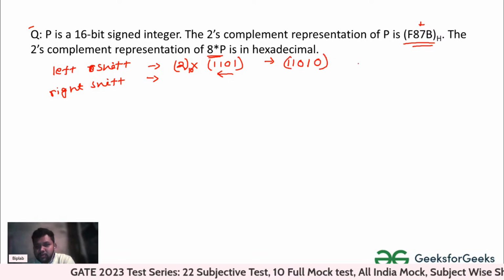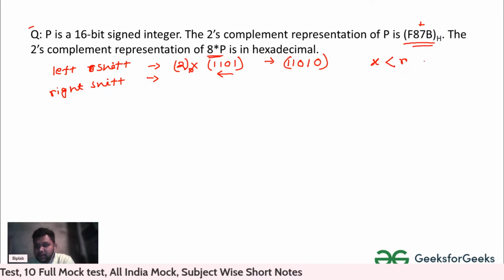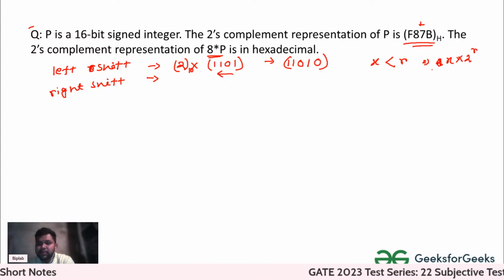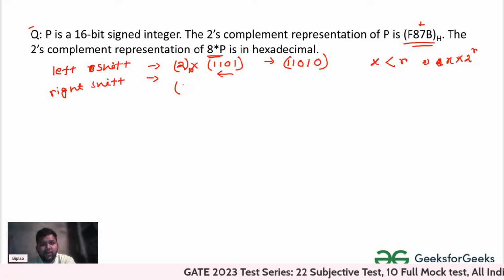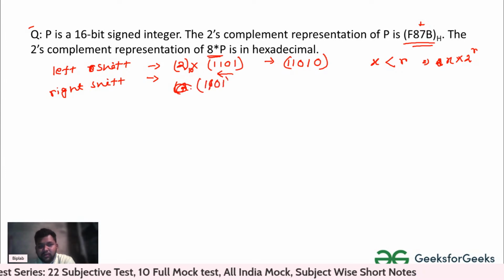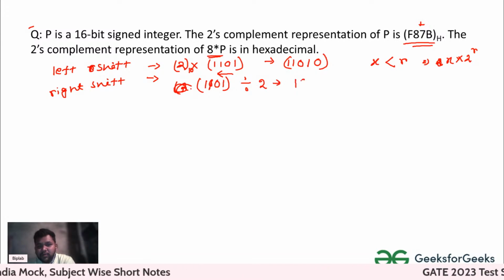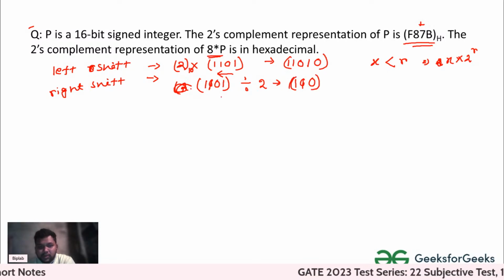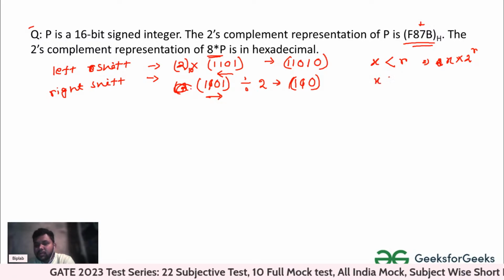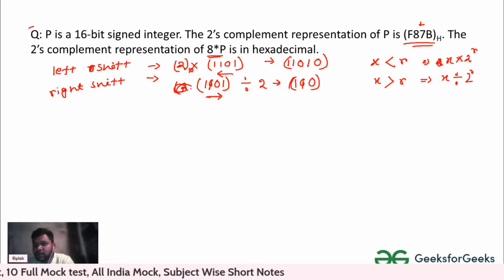So if a number is x and you do an r-bit left shift, that implies a new number which is x into 2 to the power r. The same way for right shift: if you want to divide 1101 by 2, you do a right shift, which results in 110. You are shifting this side, it is doing division. So right shift will result in division by 2 to the power r.